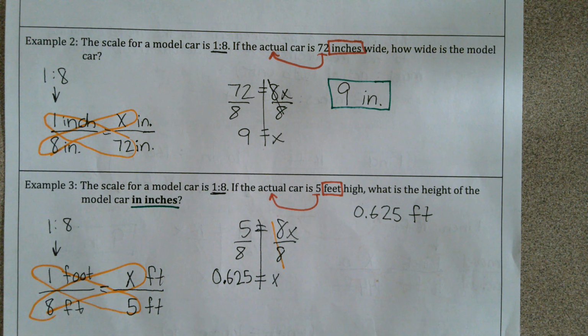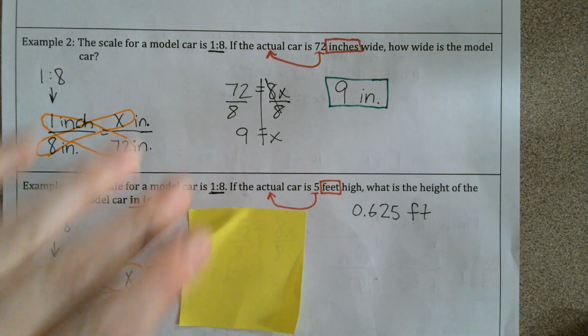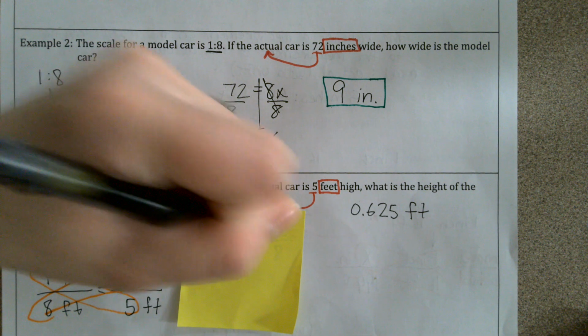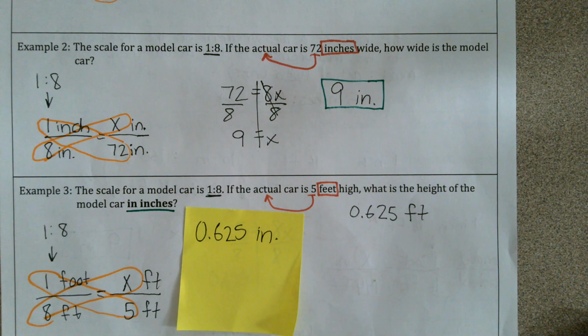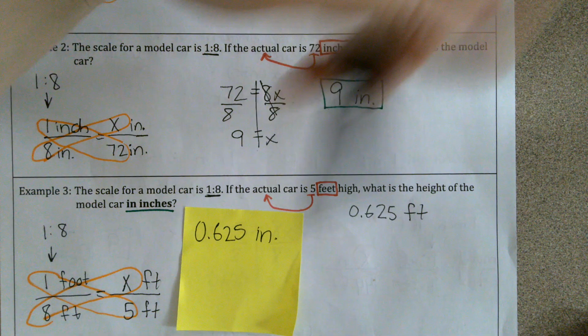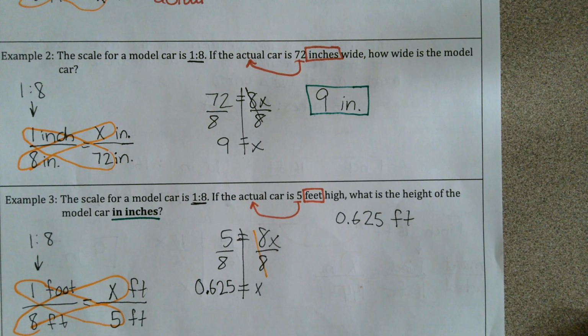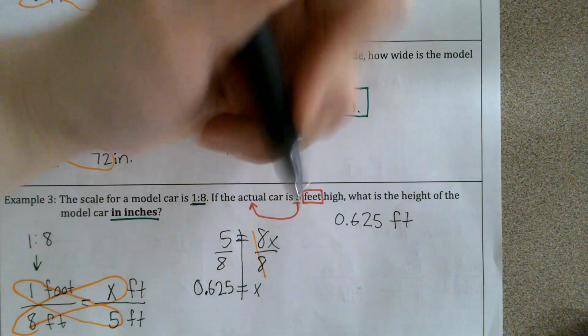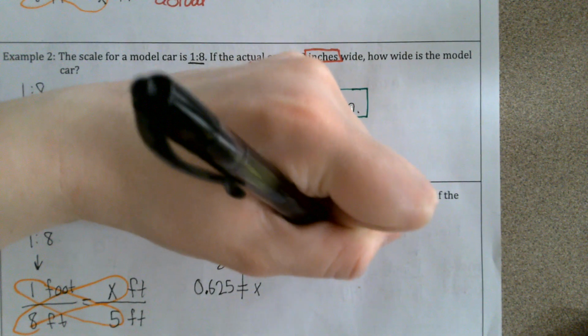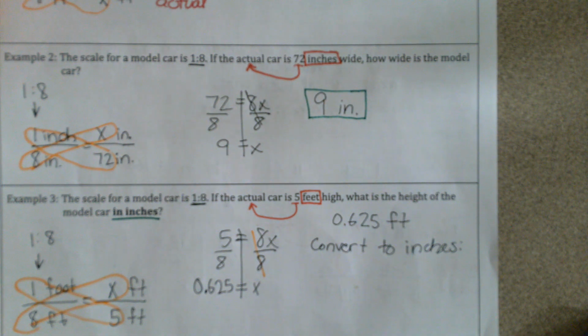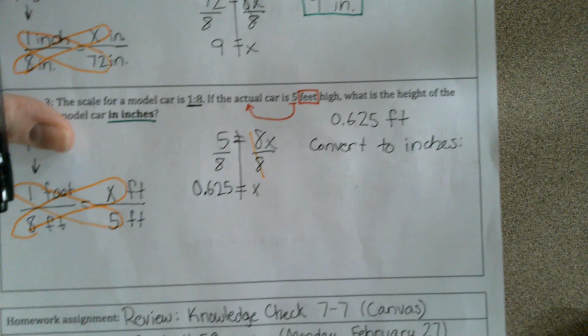Some of you may be like, well, let's just change that. How about I just write 0.625 inches instead. Slapping a new label on the number doesn't make it actually in inches. This is in feet. If we just change the label, you don't change anything about the number. You're not doing anything to make that actual change. So we have to do something that you should be familiar with, at least the term convert to inches. You can convert between all kinds of things, but inches and feet is the most basic thing that we use.